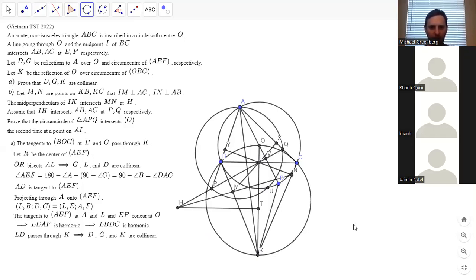How can we use points M and N? I don't know if we could use Desargues' theorem. So we want to show, we could define V as the perpendicular, and then we want to show IV, MN, and this perpendicular bisector are concurrent. That's another way to do it. So we want to show IV meets MN on the perpendicular bisector of IK.